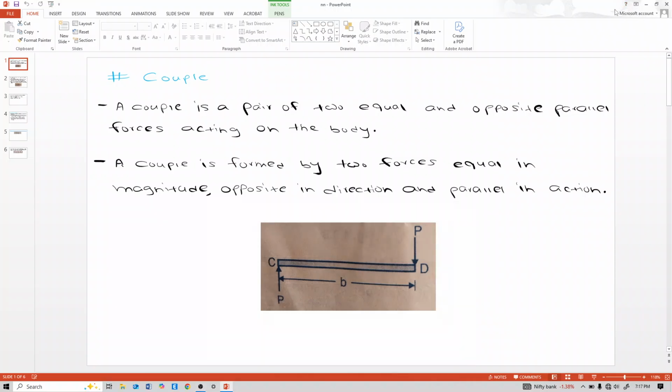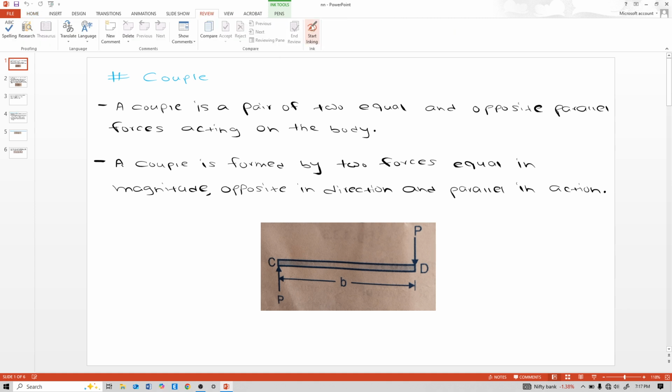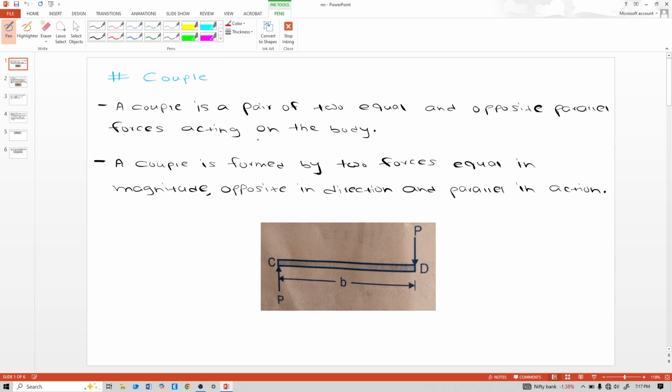Today, in this video lecture, we will see the engineering mechanics couple concept. So what is a couple? A couple is a pair of two equal and opposite parallel forces acting on the body. So here, see this force and this force. They are parallel and they are acting opposite. So this is nothing but the couple.